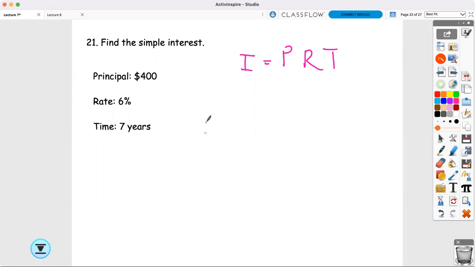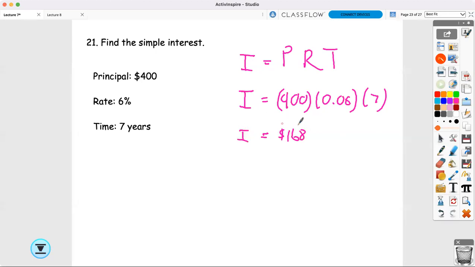All right, let's plug it in. So then we get I equals principal is $400. Rate is 6%, which is 0.06 times time, which is 7 years. Multiply those three values. We get 400 times 0.06 times 7, which is 168. And that is the simple interest for this scenario here.